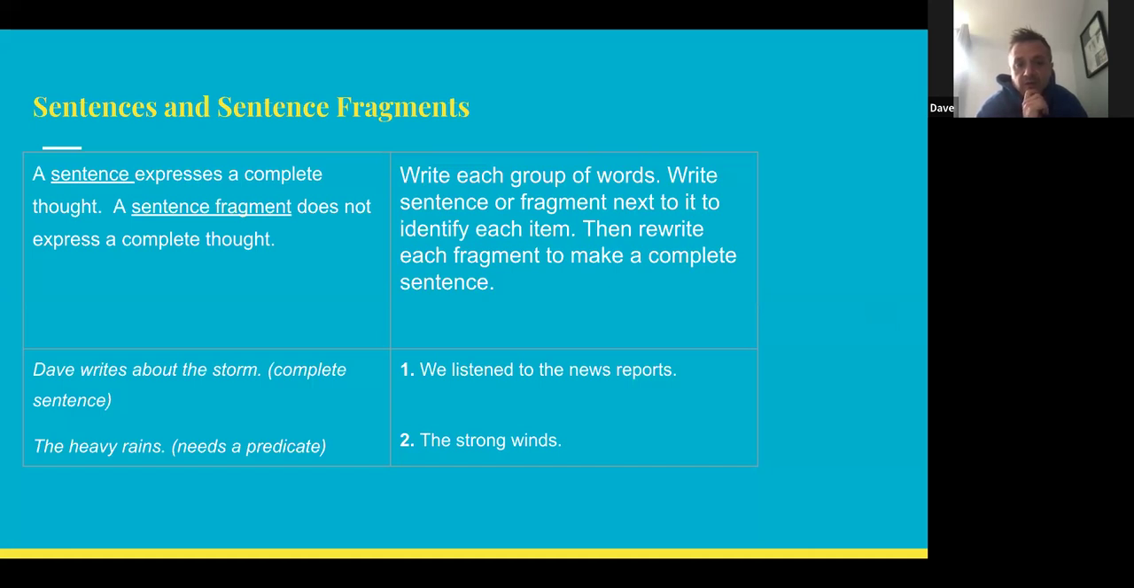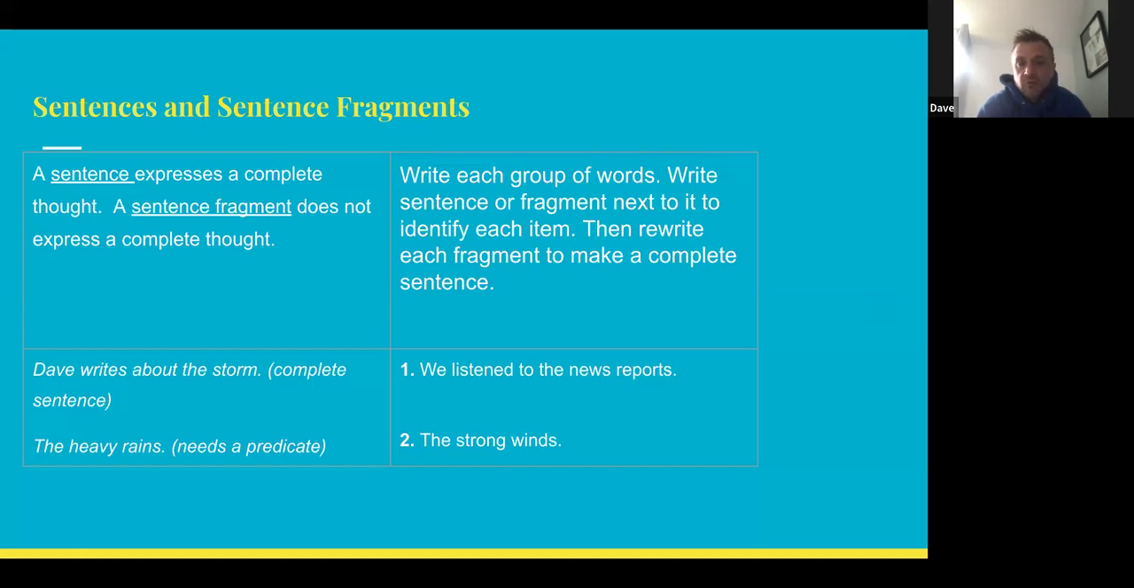So Dave writes about the storm. That is a complete sentence. I have my subject, Dave, and my action, writes. Now the next one, the heavy rains. That one is not a sentence because it has the subject, the heavy rains, but it doesn't have an action. Okay?